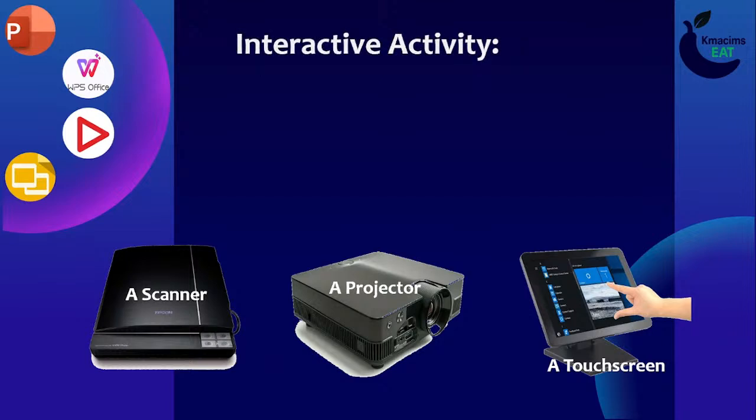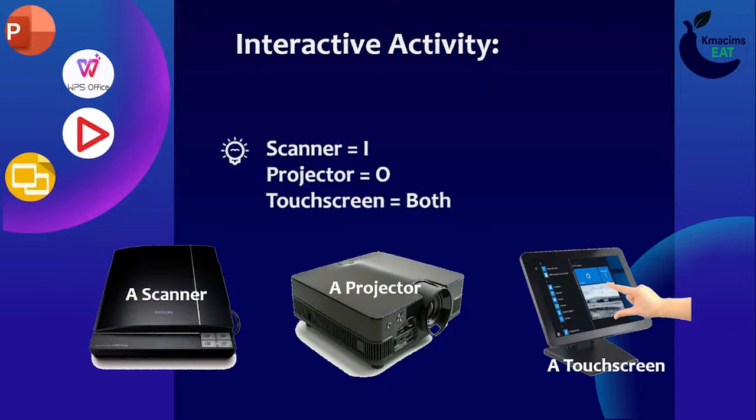Okay, here are the answers. A scanner is an input device. You see the scanner here, the flatbed scanner. We use it to send physical documents into the computer. You have your picture, you scan it into the computer. So that's an input device because it sends data into the computer.